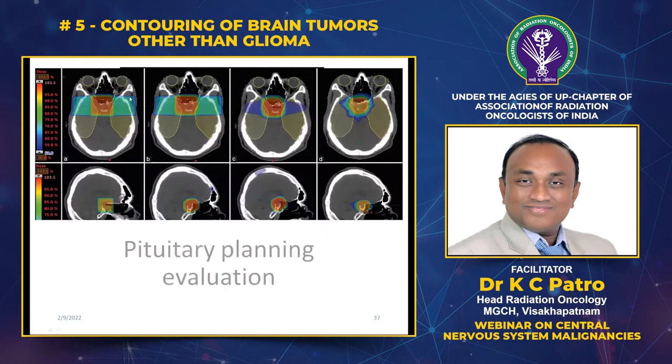Then if you see, this is the pituitary planning. This is the bilateral field I told you about. You can see the bilateral field without an MLC and with MLC. Then this is the vertex field. You can see here this vertex field, anterior to lateral with one vertex field. Vertex field means non-isocentric with couch rotation to prevent dose to the eye. You can plan this way also.